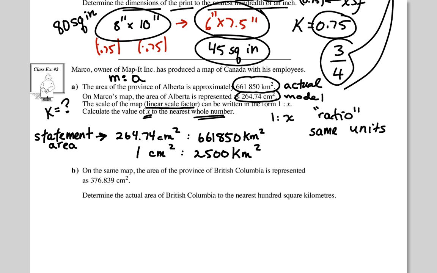Is that because you did some stuff with the kilometer and the centimeter? Yeah, we'll get to that. Yeah, yeah. It's because of square units. Well, I'm going to talk about that right now. Okay.